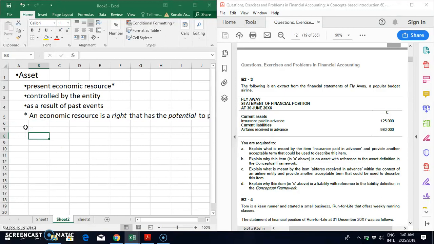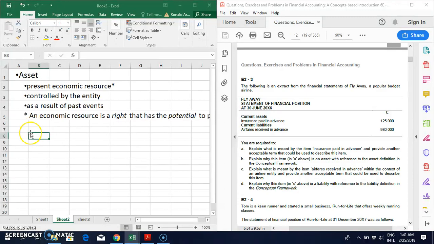So you write down the definition. When you answer a conceptual framework question, the first thing is you write down the definition. Once you've written it down, you then go and apply it. So you have to look at what the present economic resource is, how it is controlled by the entity, what past event resulted in this, and what the economic resource is. There should be that inflow.